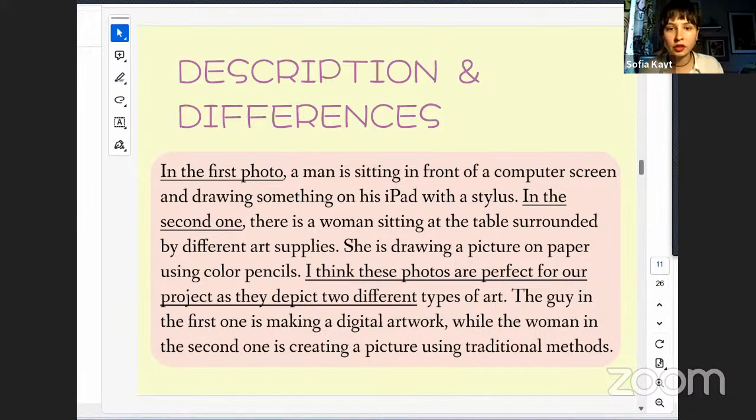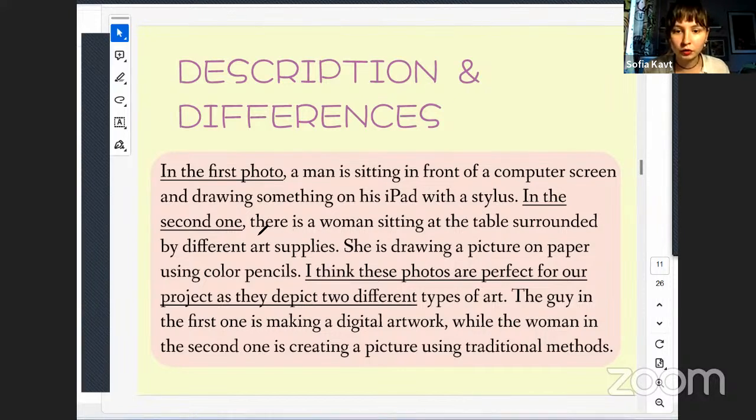Bear in mind, though, that this description is a little bit too wordy. If you are not sure that you can fit more than 15 sentences into your monologue, it's better to omit some of the sentences. For instance, we can shorten it like this. We can say, there is a woman sitting at the table, drawing a picture on paper using colored pencils. Yes, so that we combine the sentences and we can leave out the part that she's surrounded by art supplies. Yeah, I guess the rest is pretty necessary here. Okay.